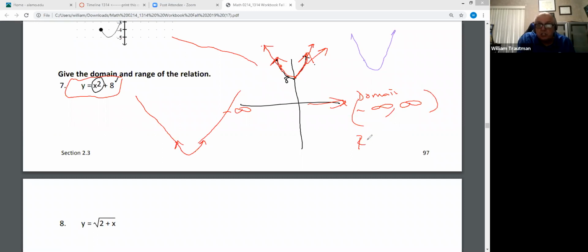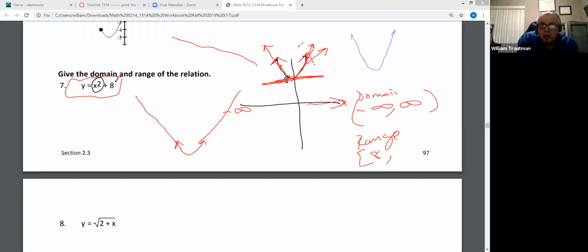Now the range, the lowest part of the graph is 8. Do you see? That's the y value. The lowest part of the graph is 8, and it is touching 8. So we have to use a bracket.